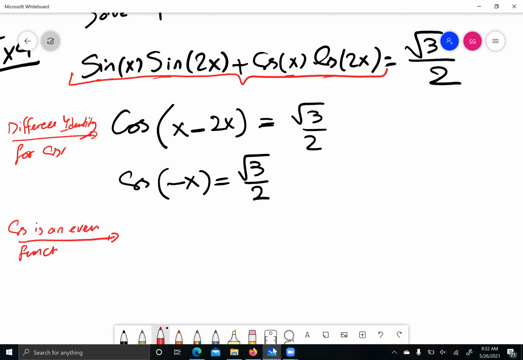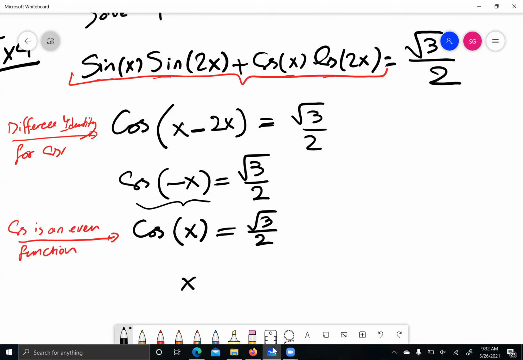So for any even function, cosine of a negative input is the same as the positive input. So cosine of negative x is the same as cosine of x because the function is even. So I'm going to rewrite cosine of negative x as cosine of x. Okay, now the question is, what is the x value?